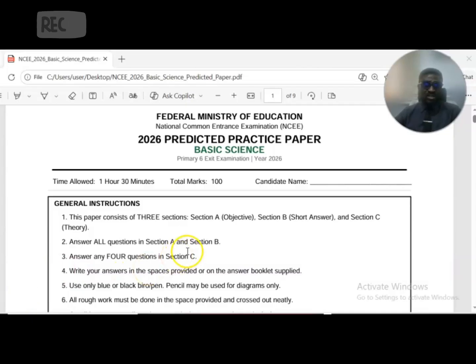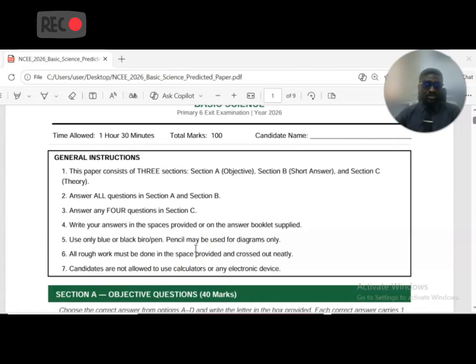Let's quickly look at the general instructions. One of them is this paper consists of three sections: Section A, objective; Section B, short answer; and Section C, theory questions. It all depends on how the exams are coined for the year. Answer all questions in Section A and Section B. Answer any 4 questions in Section C. That's the theory part. Write your answers in the spaces provided or on the answer booklet supplied.